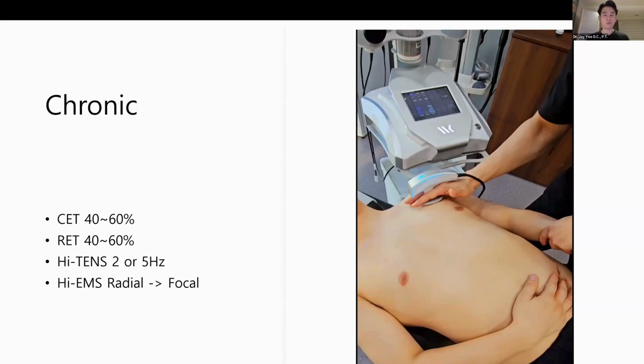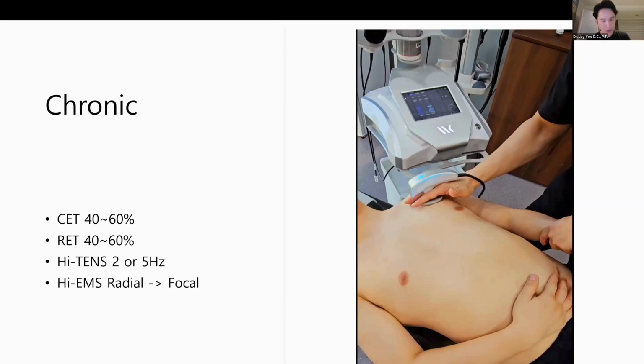So I'm using 40 to 60% intensities. In the case of breaking the scar tissue, I should use more than 60% intensity for a short period of time. If I'm using more than 60%, I ask the patient, if it's too hot, let me know. I stay 2 or 3 seconds and then move to the other spot. So you should talk to your patient, is it too hot or not.